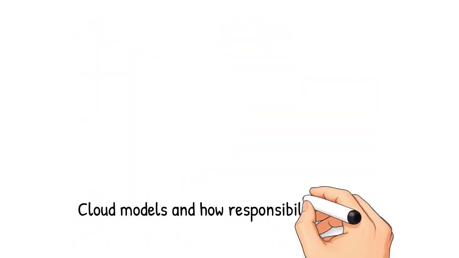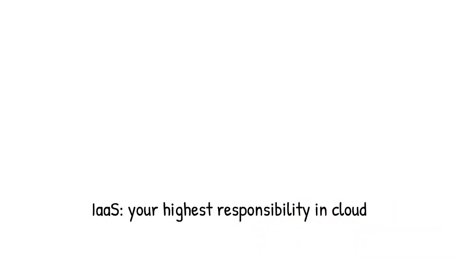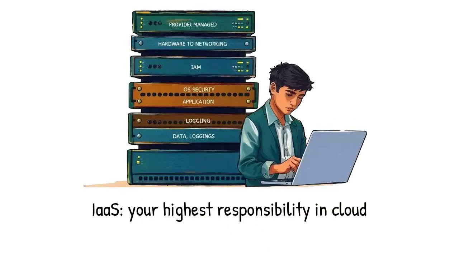Section 3. The 3 cloud models and how responsibility changes. To make this even clearer, let's break down the 3 cloud service models, IaaS, PaaS, and SaaS. Each model shifts which responsibilities are yours and which belong to the provider. 1. IaaS, Infrastructure as a Service: EC2, Azure VM, GCP Compute Engine. You manage OS patches, security updates, IAM, network rules, application security, data protection, encryption, logging. The provider manages hardware, virtualization, storage, networking, data center security. This is the most responsibility you'll ever have in the cloud.